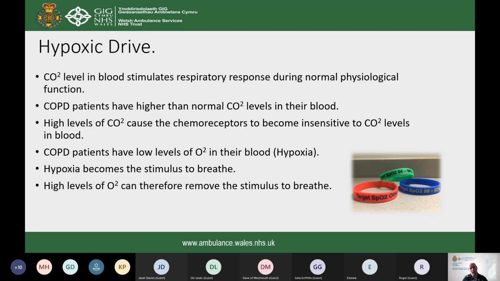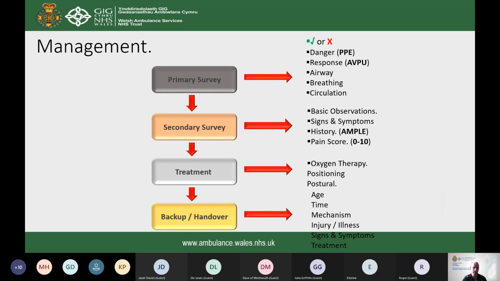So a higher O2 level removes the stimulant for the patient to breathe. And that's why we've got different O2 levels for a COPD patient and for a normal healthy patient, because we're now looking at the O2. If we give them too much O2, then it's going to reduce their stimulant to breathe.